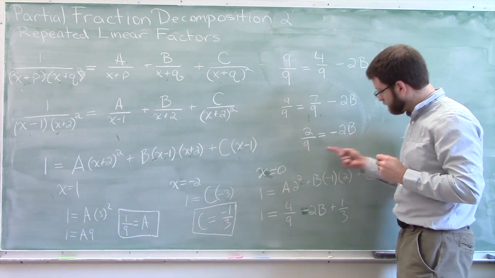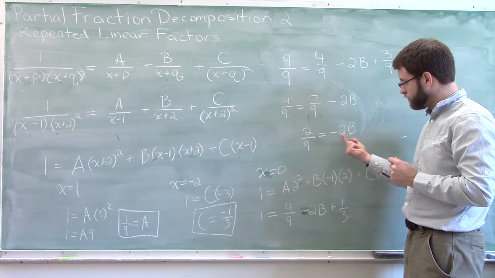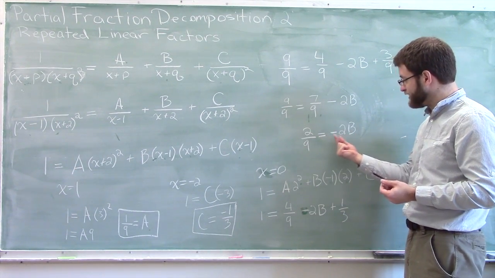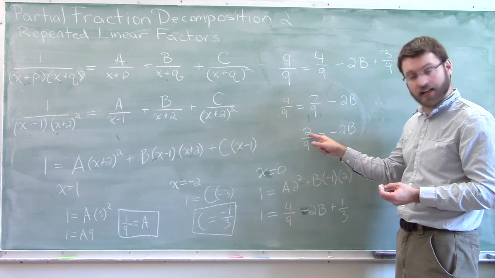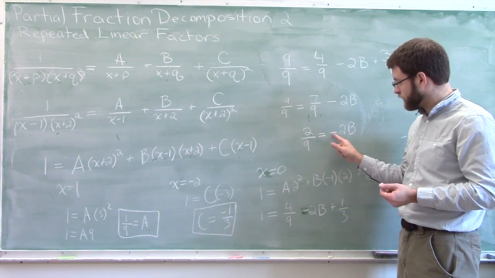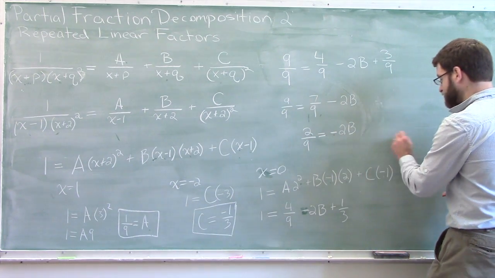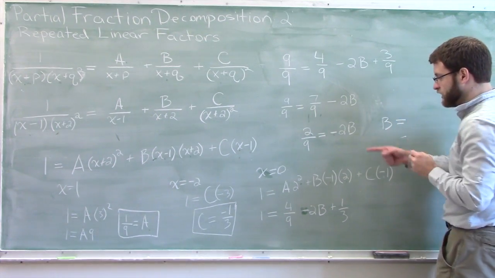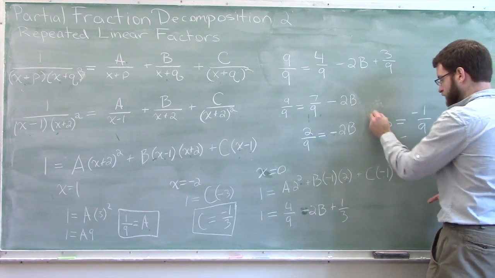To finish solving this equation, I need to divide by the coefficient of b. That'll get b by itself. So I want to divide both sides by negative 2. Dividing by negative 2 is going to cancel the 2 in the numerator. Dividing by this negative 1 is going to introduce a negative sign. So this last step of algebra tells us that b should be equal to negative 1/9.